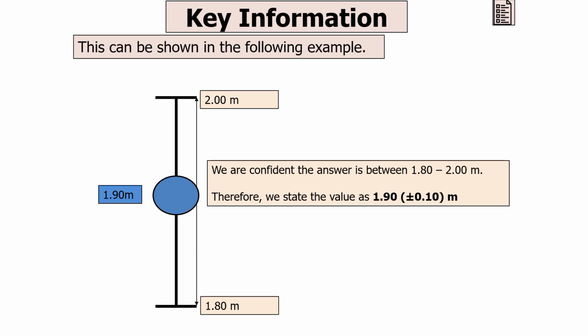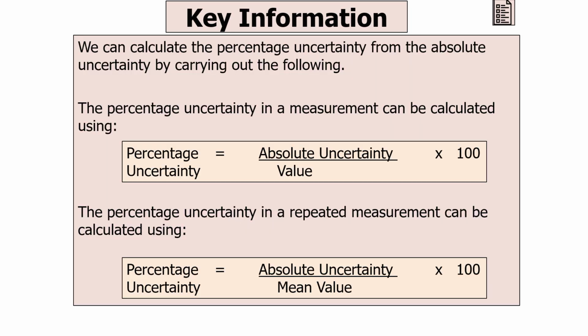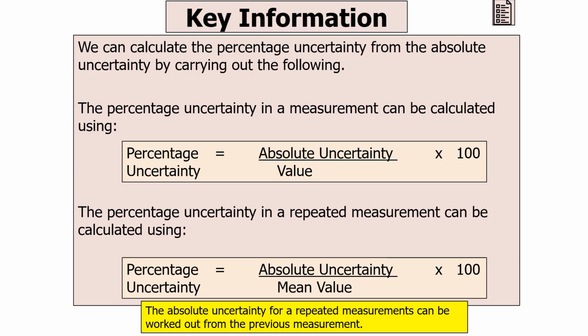We can actually take all these ways of calculating absolute uncertainty and then work out the percentage uncertainty. The percentage uncertainty in a measurement can be calculated using the equation: percentage uncertainty is the absolute uncertainty divided by the value times 100. If you have a repeated measurement, the percentage uncertainty is the absolute uncertainty divided by the mean value times 100. The absolute uncertainty for repeated measurement can be worked out from our previous method.